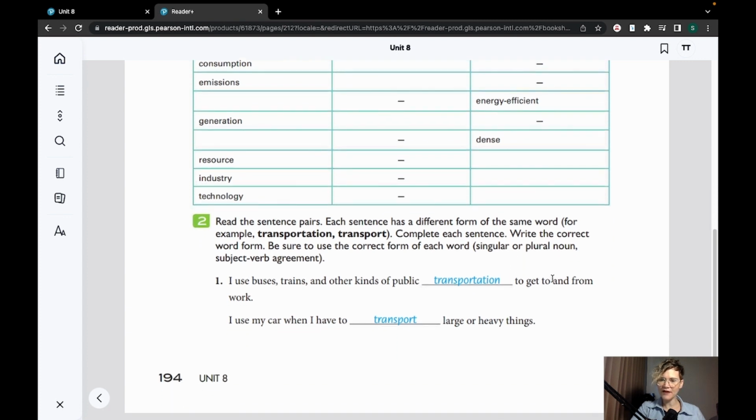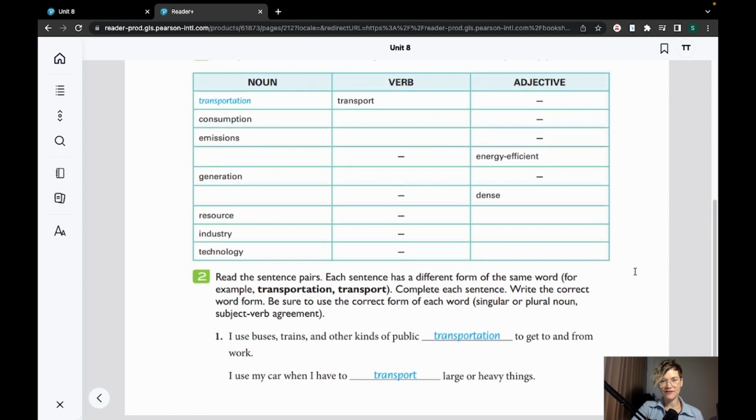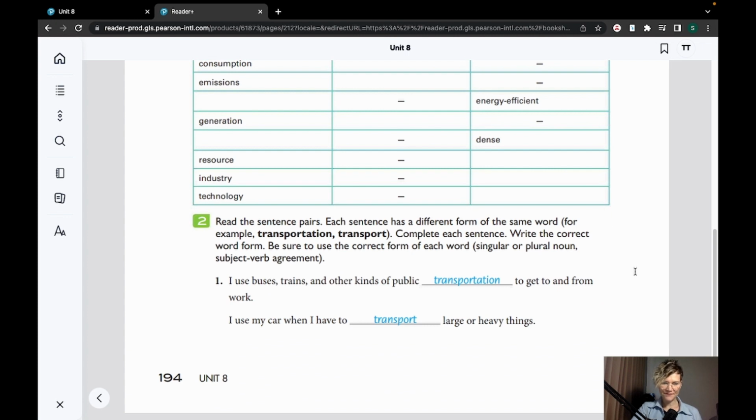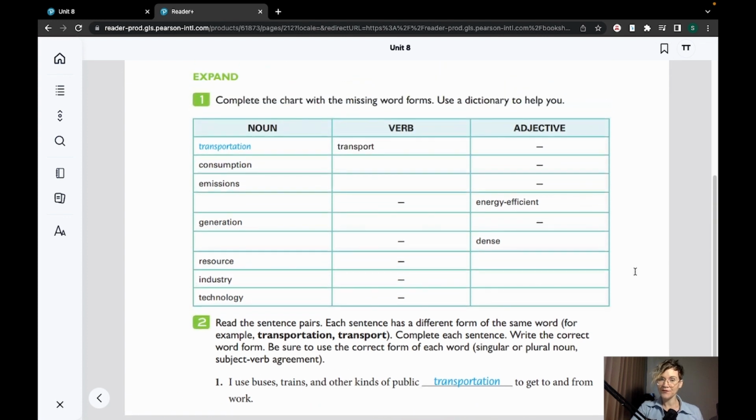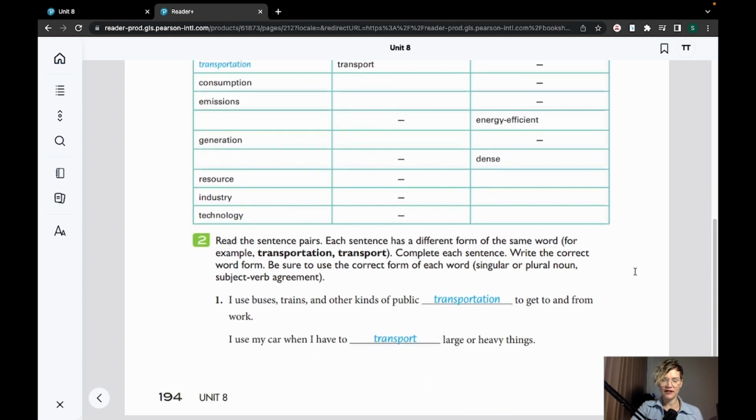Okay, so you have already completed the chart, so you know what these words are in the form of a noun, or in this case a verb or an adjective, yeah? I want you to read the sentence pair. So with each number there are two sentences. Each sentence has a different form of the same word. So for example, you have the word transportation and you have the word transport. As we can see just now from the chart, transportation is a noun and transport can be a verb.